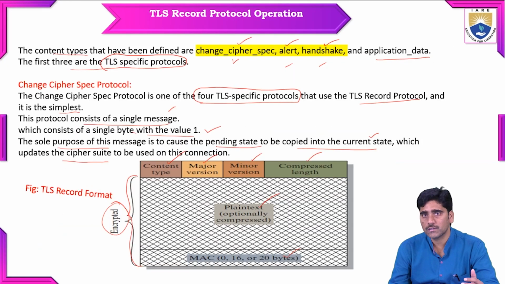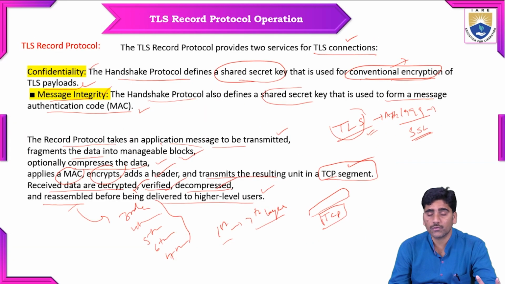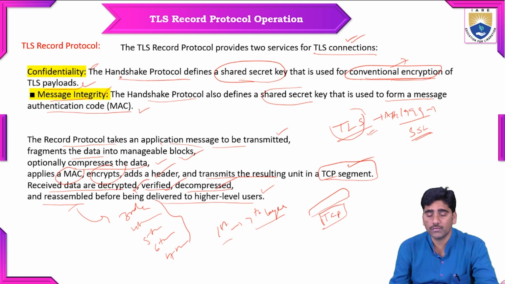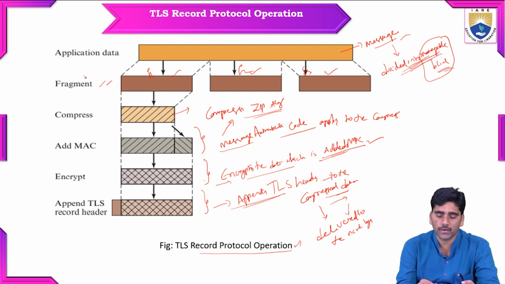So once again we revise the topics which we discussed in this session. The TLS record protocol operation establishes two services for the connections: confidentiality and message integrity. In the protocol operation, the application data is divided into manageable blocks. Each individual manageable block is called a fragment.